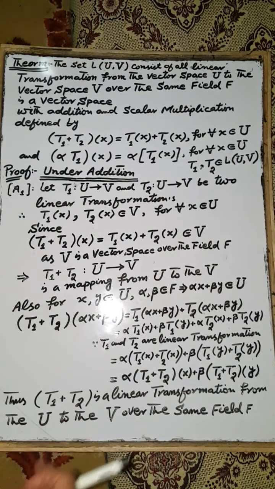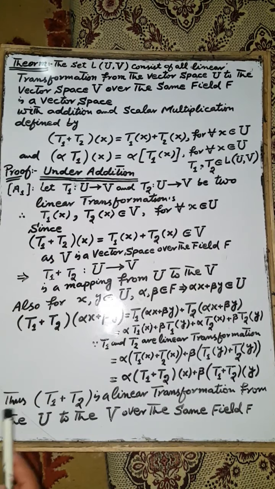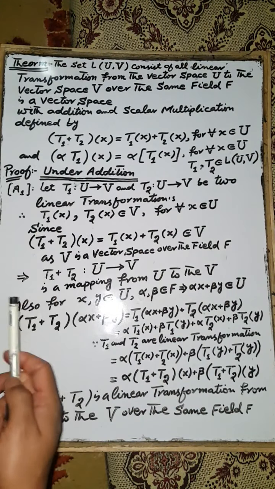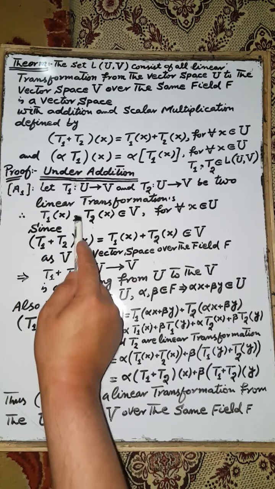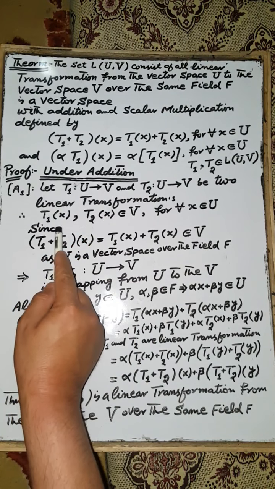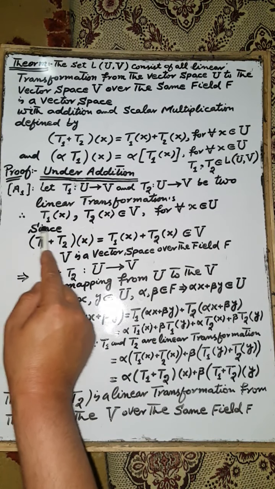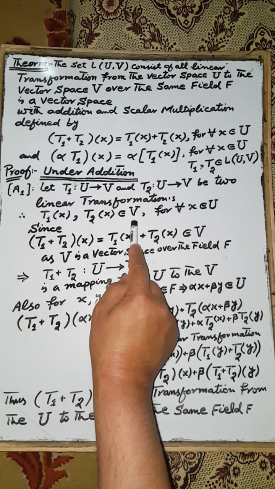Prove. To check the conditions of all the vector spaces over the field F. Under addition, let T1 and T2 be two linear transformations from the vector space U to the vector space V, such that T1x and T2x are elements of the vector space V.